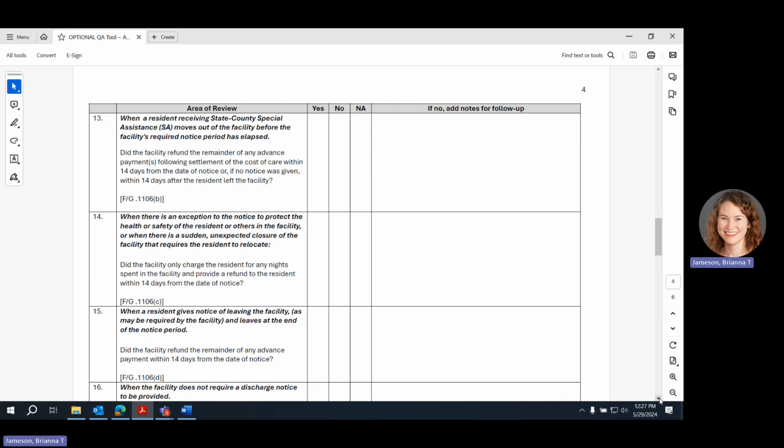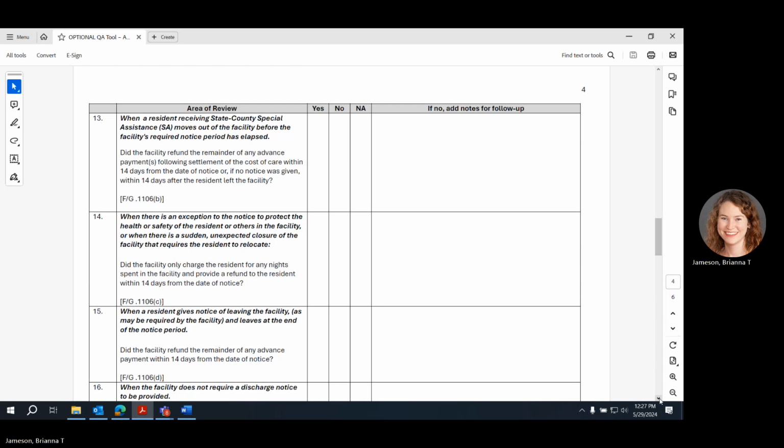And if no was checked, there is space on the right-hand side of the page to add notes for follow-up. The 14th area for review: when there is an exception to the notice to protect the health or safety of the resident or others in the facility, or when there is a sudden unexpected closure of the facility that requires the resident to relocate, did the facility only charge the resident for any nights spent in the facility and provide a refund to the resident within 14 days from the date of notice? There is an area to check yes, no, or not applicable. And if no was checked, there is an area on the right-hand side of the page to write notes for follow-up.